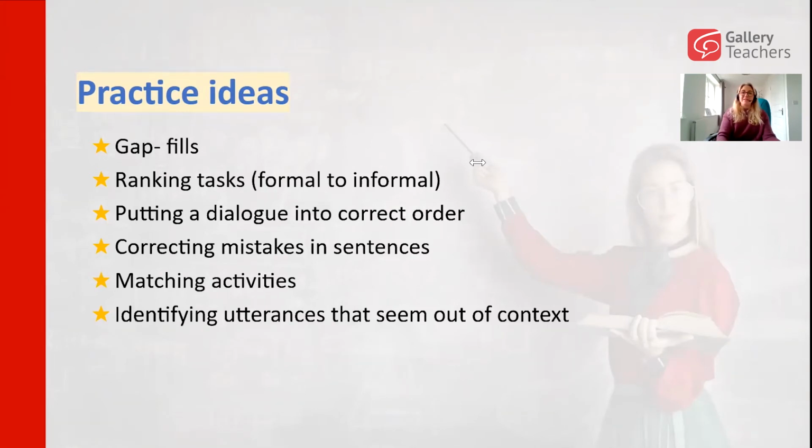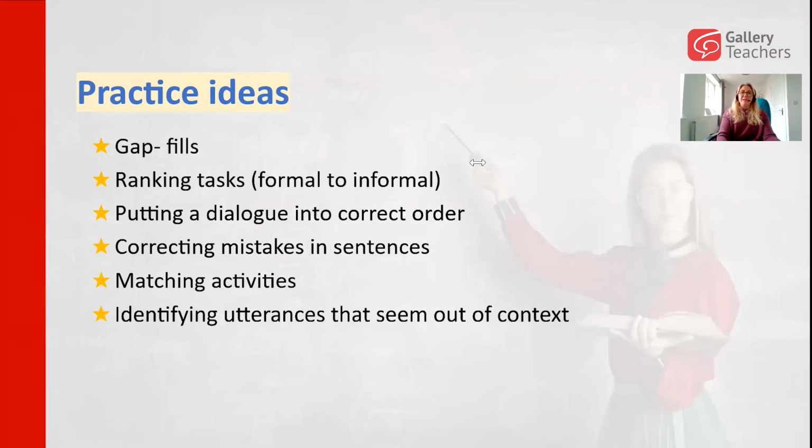Okay, so another one is matching the functions on the left with the functional exponents on the right, for example. So you could have language for agreeing and language for disagreeing on the right. So you'd have the function of agreeing, disagreeing on the left, and then the language or the exponents for those on the right, and then get students to match them up. Okay, so it's quite a simple one, but it's a good practice task.